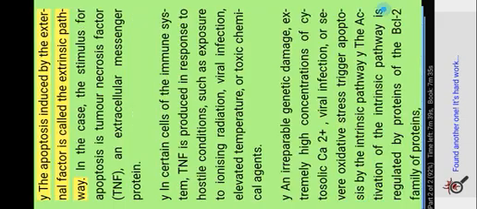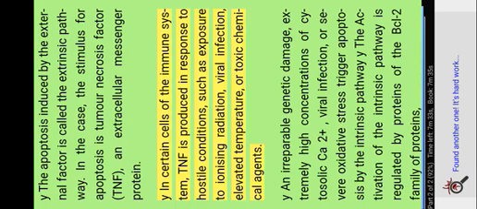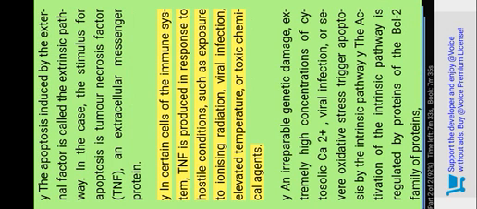Apoptosis induced by an external factor is called the extrinsic pathway. In this case, the stimulus for apoptosis is tumor necrosis factor, TNF, an extracellular messenger protein. In certain cells of the immune system, TNF is produced in response to hostile conditions, such as exposure to ionizing radiation, viral infection, elevated temperature, or toxic chemical agents.